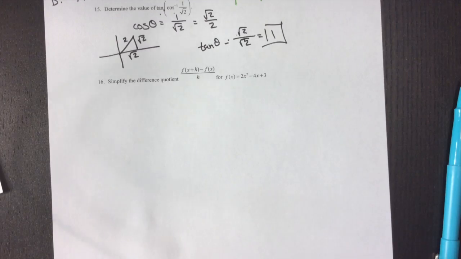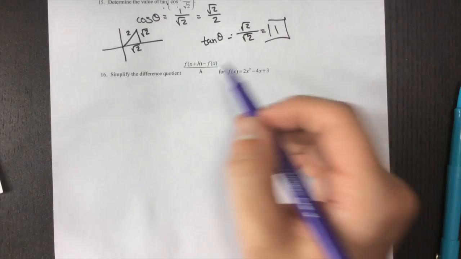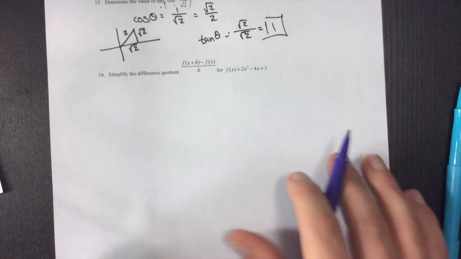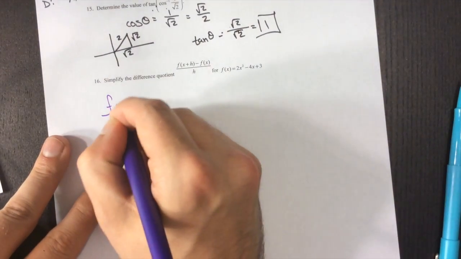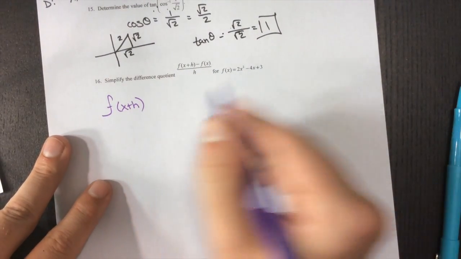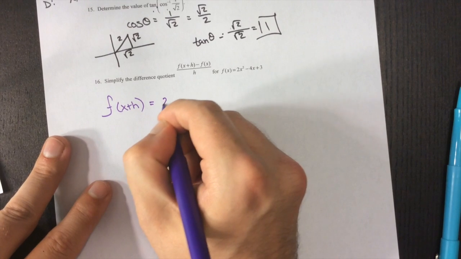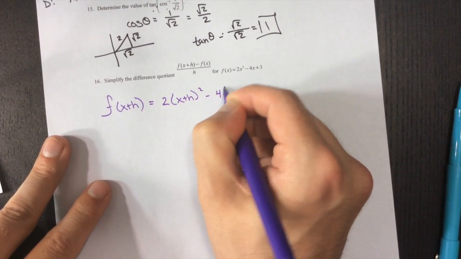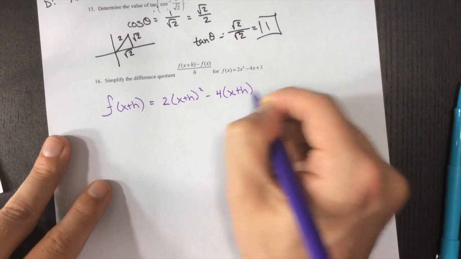Last up, simplify the difference quotient. So wherever we see an x, and this is going to be the first little things of derivatives that we're going to see, we're going to plug in x plus h. So I'm just going to find out what f of x plus h is equal to. So that's 2 times x plus h squared minus 4 times x plus h plus 3.